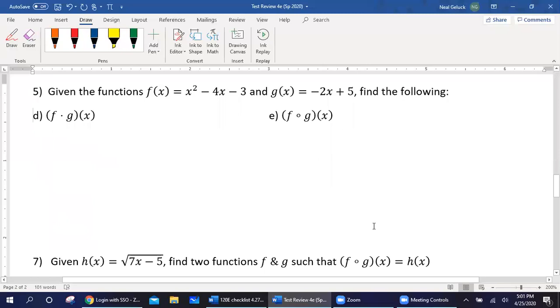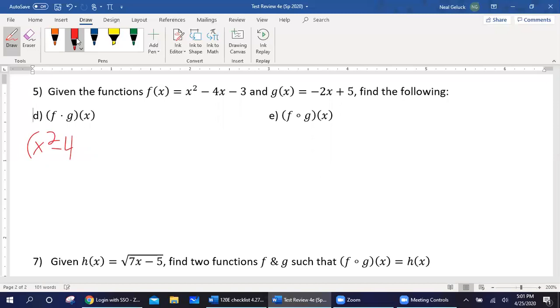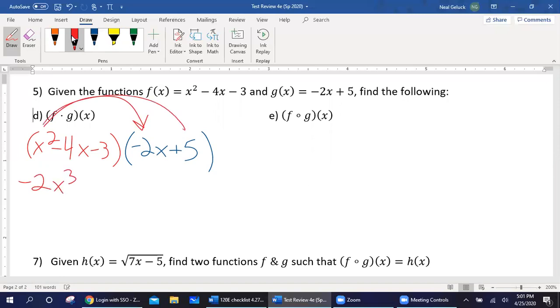So f times g of x literally just means do f times g. So x squared minus 4x minus 3 multiplied by negative 2x plus 5. So this is kind of like a super duper FOIL problem. X squared, I'm going to multiply with negative 2x cubed plus 5x squared.